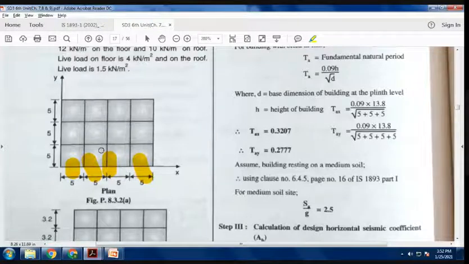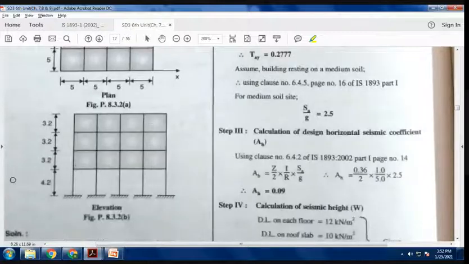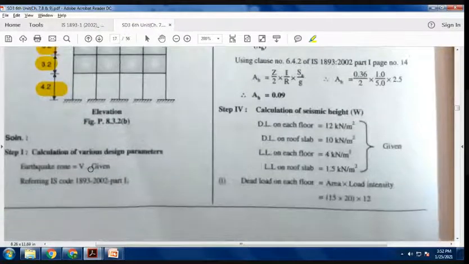Similarly, in the y-axis it is 1, 2, 3. Three bays are there, and he has given the elevation. Here you can see the basement is a little bit higher, that is 4.2 meter, and the rest of the floors are 3.2 meter, 3.2 meter, 3.2 meter.